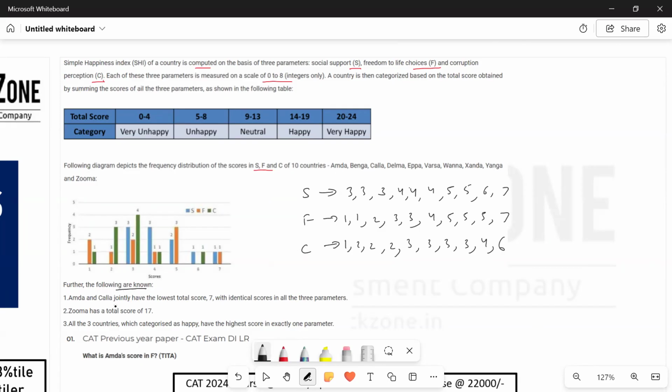Further, the following are known. We know that A and C jointly have the lowest total score, which is 7, with identical scores in all the three parameters. They got identical scores in all the three parameters, and total उनका score है 7. So that means S का दोनों में same score है, F का दोनों में same score है, and C का दोनों में same score है.